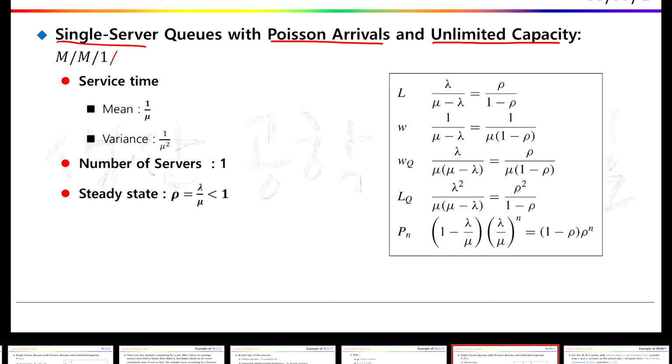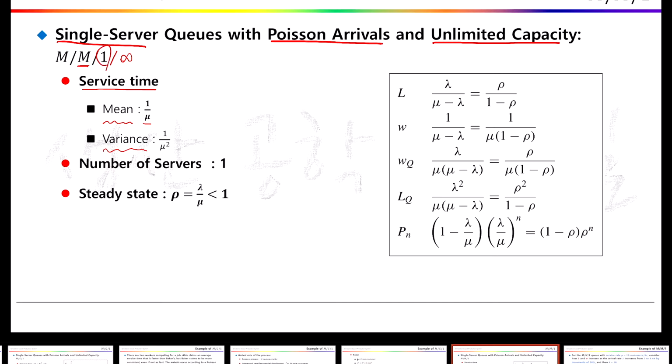Actually, unlimited capacity has to be denoted here with the infinite symbol. Then, the service time follows an exponential distribution. So the mean service time is going to be 1 over mu, and also the variance is 1 over mu square. And the number of servers is 1.